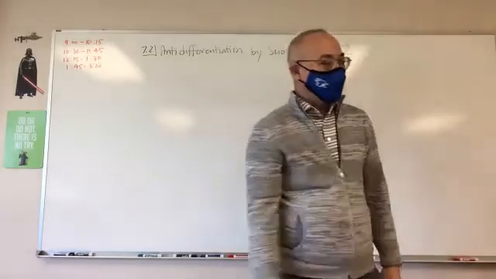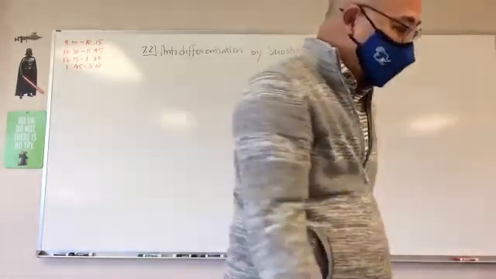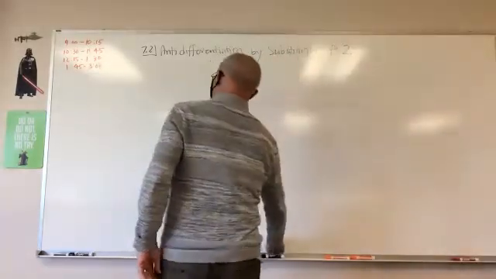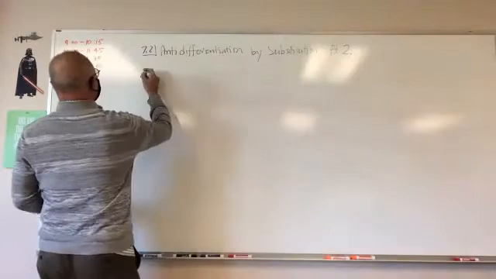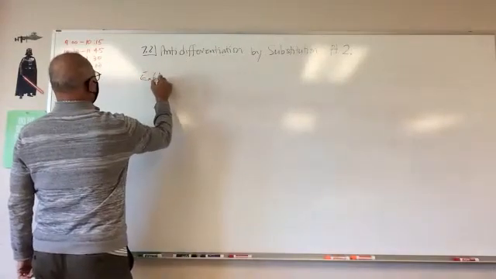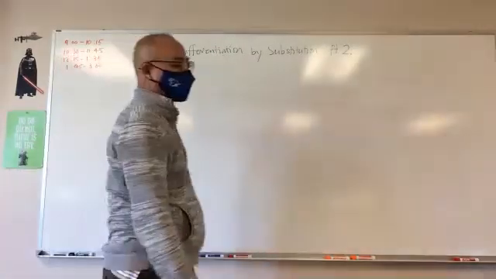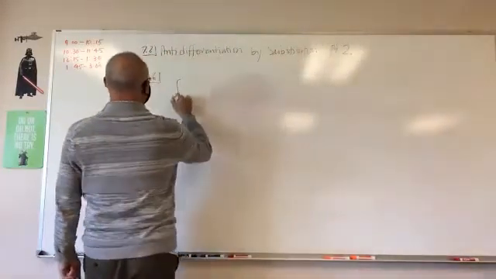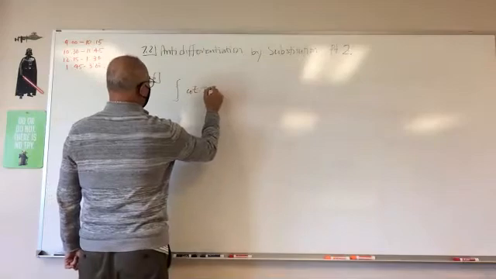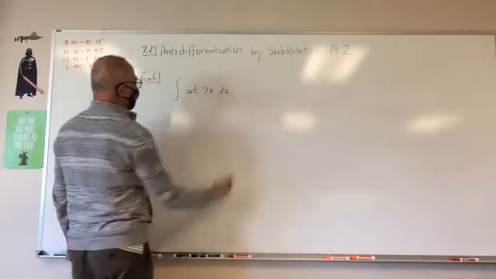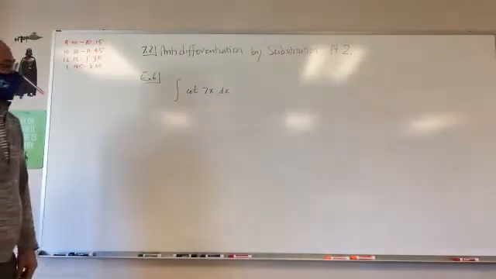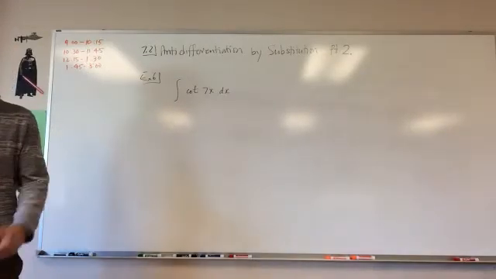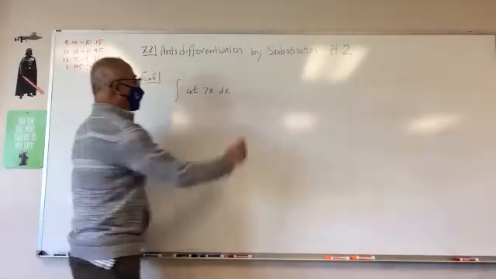Okay, so for 7.2, second part, let's continue on with example number 6. Example number 6 looks fairly innocuous. It's not that easy. We have cotangent of 7x dx. Well, you can just look it up, I would assume, right? Or, the way we're going to do it is this.